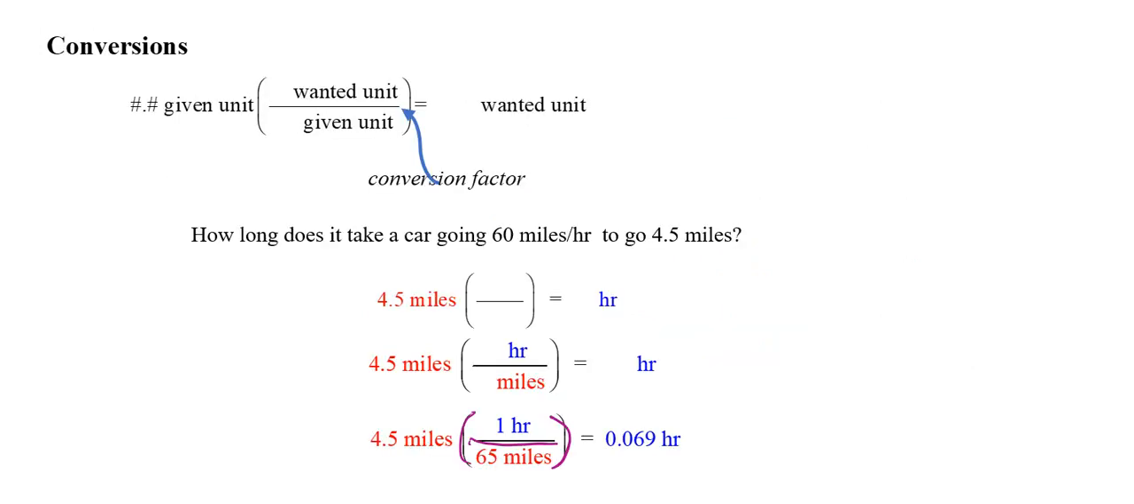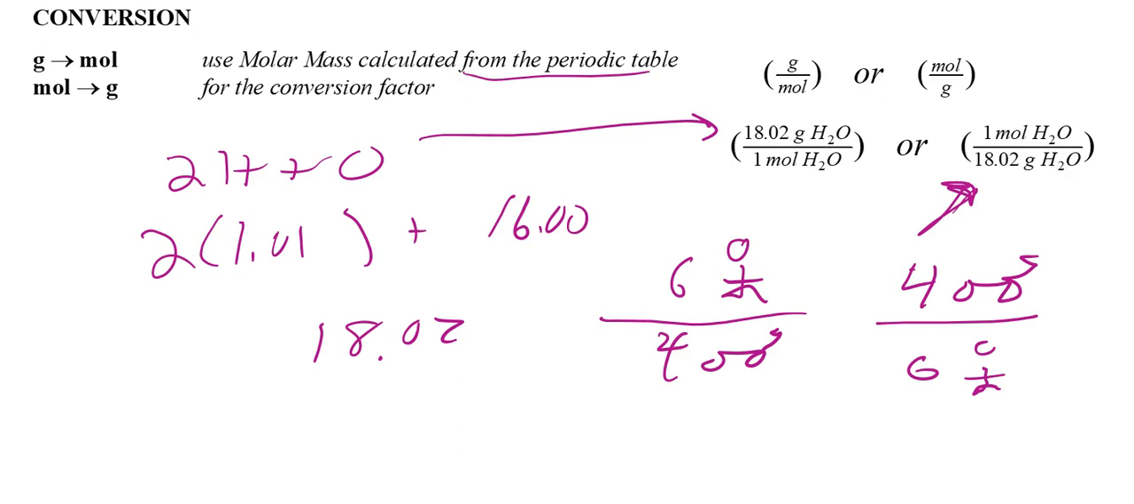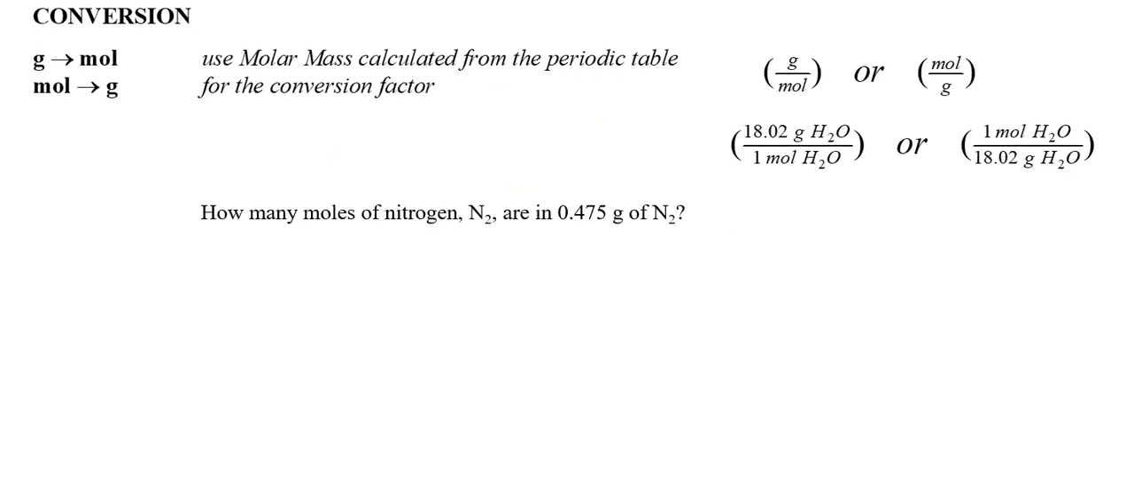Depending upon our units, when we set up the units, what we want to cancel. Alrighty? So first one is going to be molar mass. For example, here we got moles of nitrogen. How many moles of nitrogen from 4.75 grams N2? So this would be our given. This is our wanted.